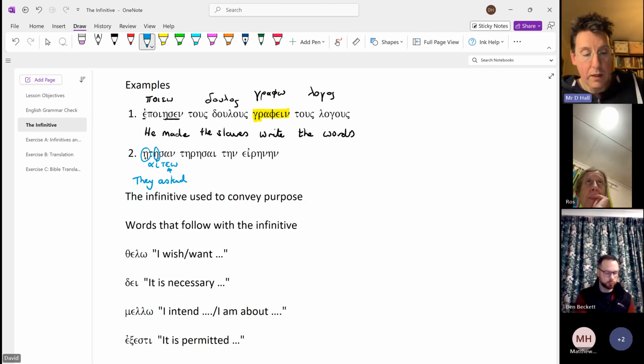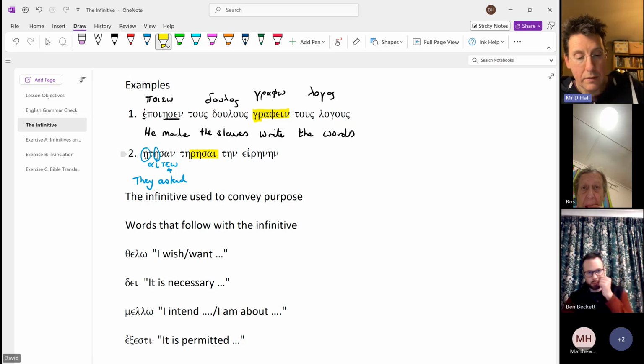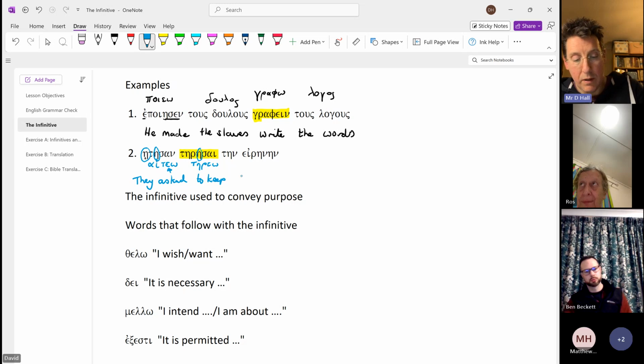And then we've got terase, and here we have our infinitive. So it's an aorist infinitive this time because of the ending. Tero is an epsilon omega verb again, and therefore we have this lengthening to the eta. And so "they asked" means to keep. They asked to keep, and then tain eranane, which is peace. They asked to keep the peace.